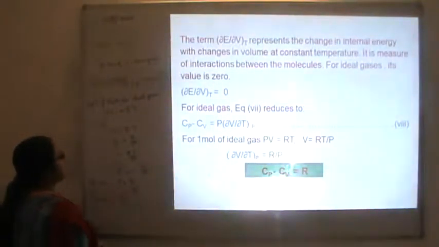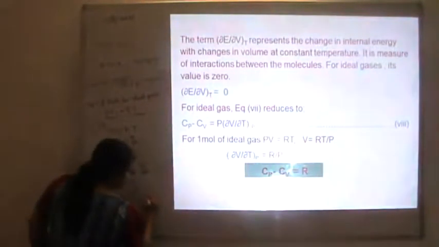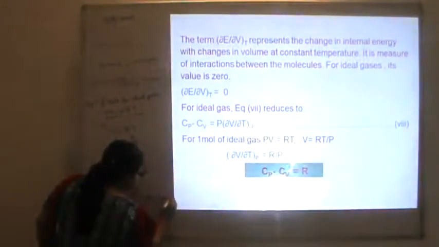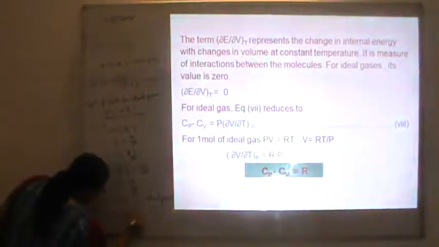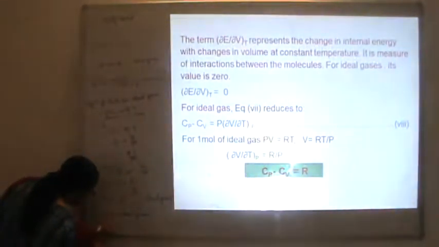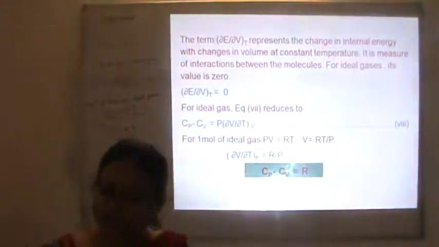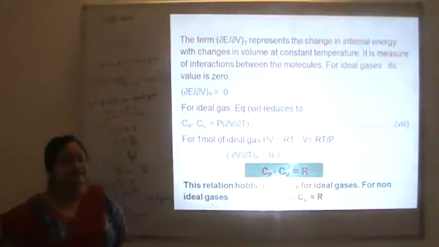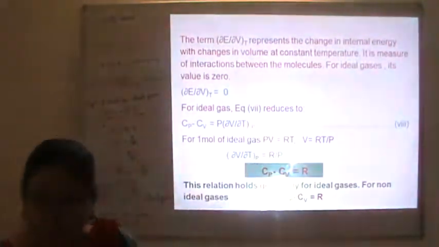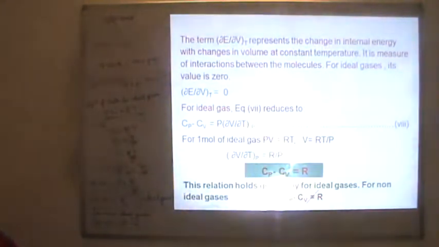But for non-ideal gases, the equation of state is not this; this is for ideal gases. For non-ideal gases, Cp minus Cv is not equal to R. This relation holds good only for ideal gases. For non-ideal gases, Cp minus Cv is not equal to R. So this is the heat capacity.